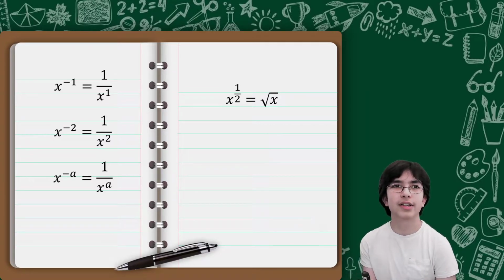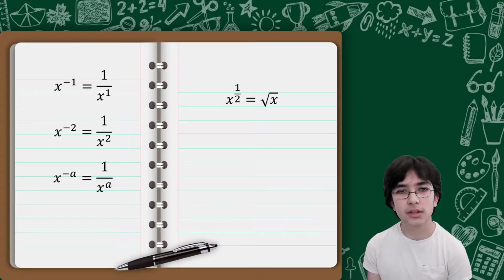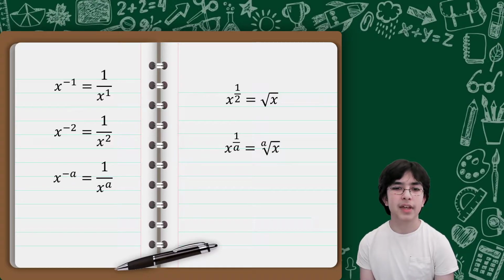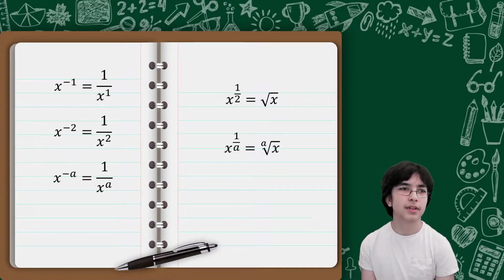A fractional indice is a square root. So in a fractional indice, the top number, the numerator, is the amount which the number gets squared by, and the denominator is the amount which the number is square rooted by. So x to the power of a half is the square root of x. X to the power of 1 divided by something is the root of x by something. So x to the power of a third would be the cube root of x, and so on, and so forth.